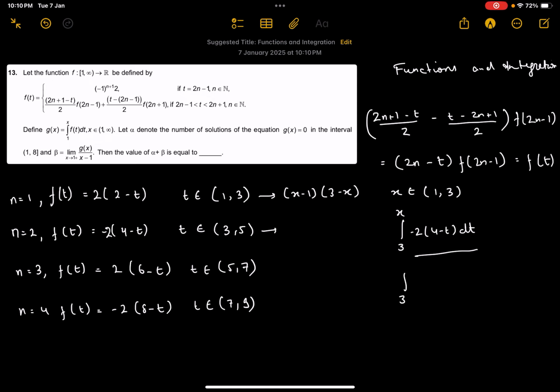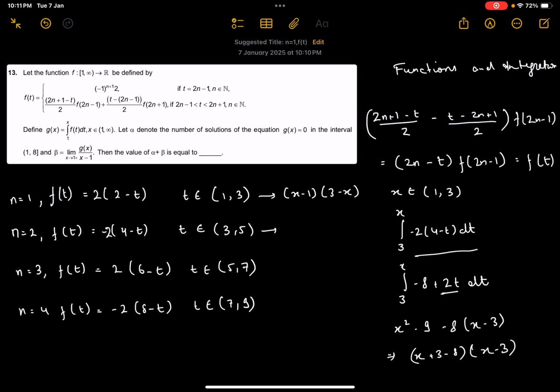This becomes the integral from 3 to x of (minus 8 plus 2t) dt, which is t square, and then we have minus 8x from x to 3, which is x square minus 9, minus 8 times (x minus 3), which is (x minus 5) into (x minus 3).